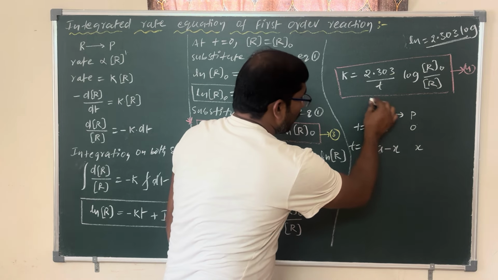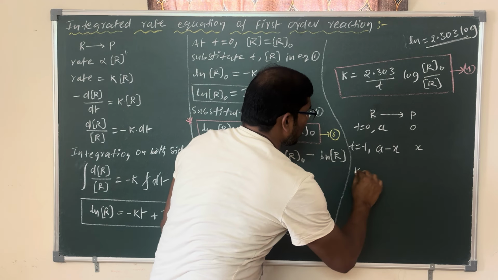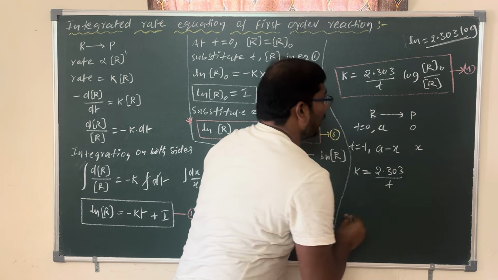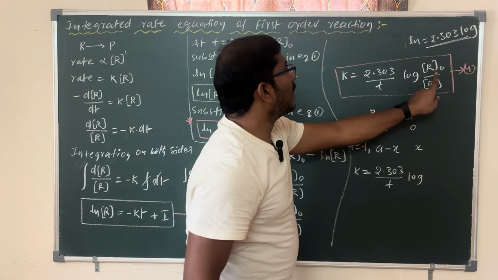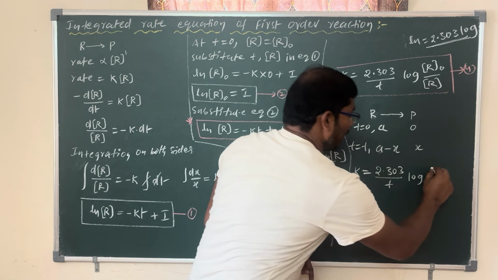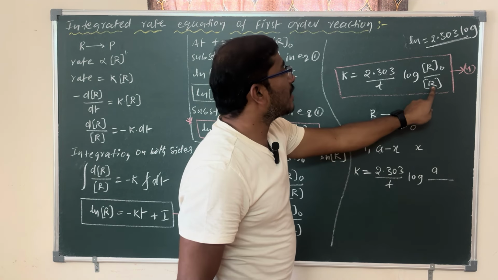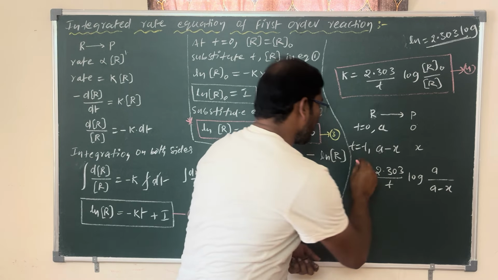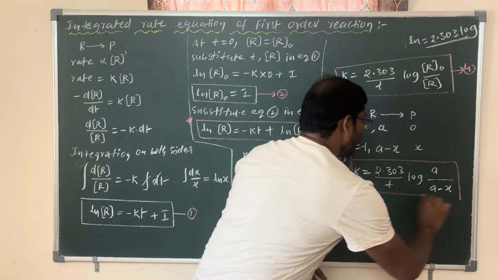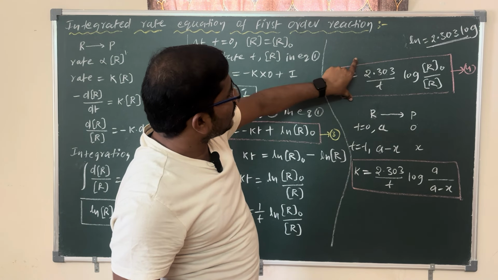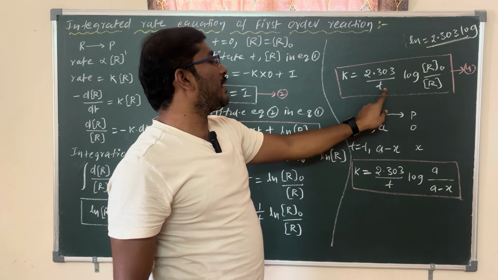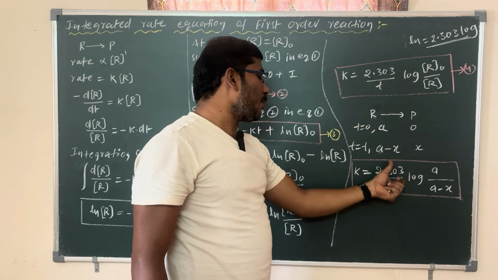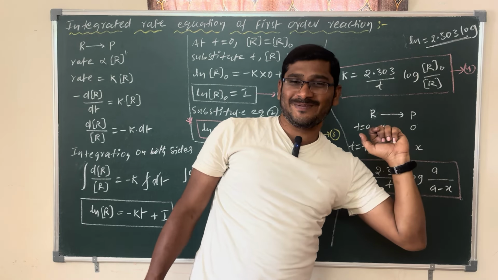Then based on this equation, how can you write? K is equal to 2.303 divided by t log initial concentration of reactants, that is initial concentration A, divided by final concentration of reactants, that is A minus X. This is also another relation. We can write either this equation or this equation. K is equal to 2.303 by t log initial concentration divided by concentration of reactants, or K is equal to 2.303 by t log A by A minus X.